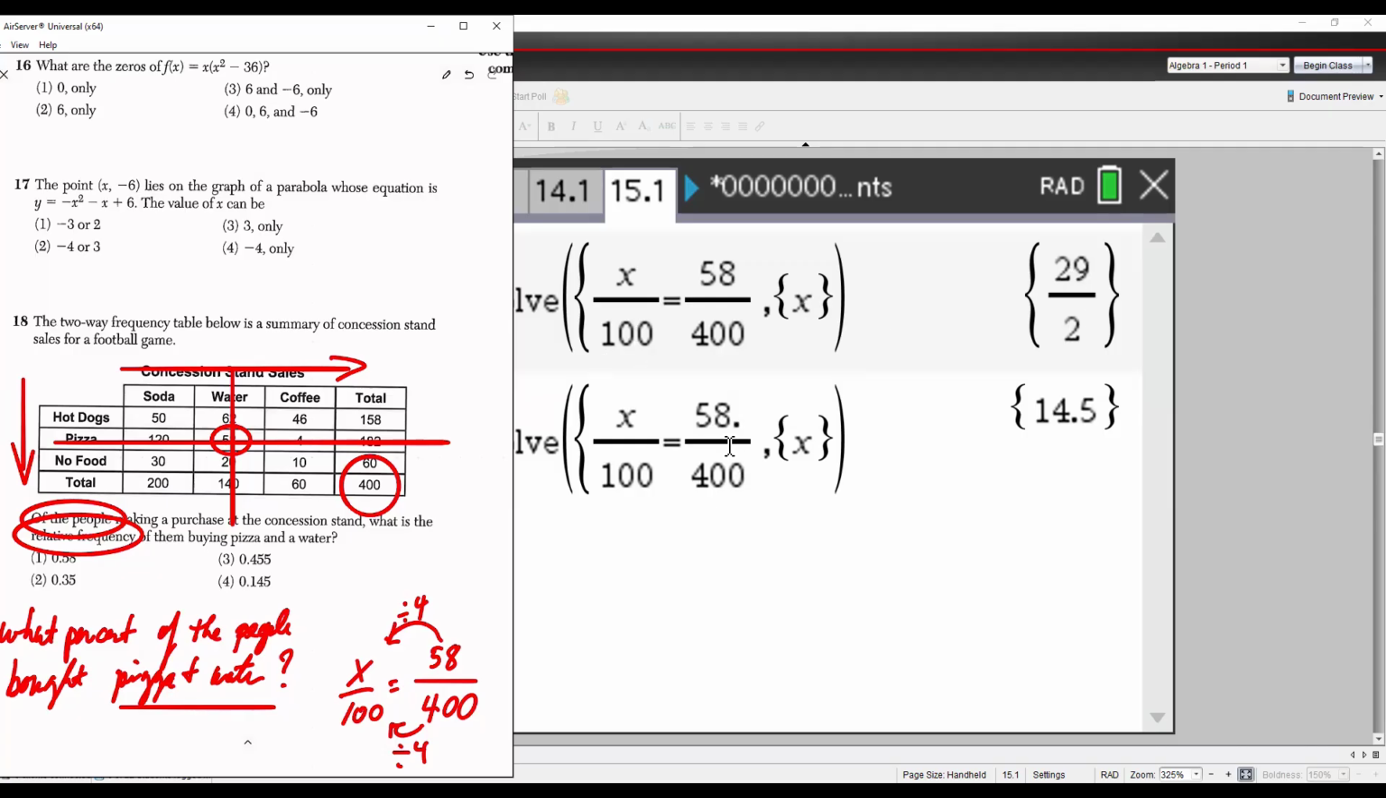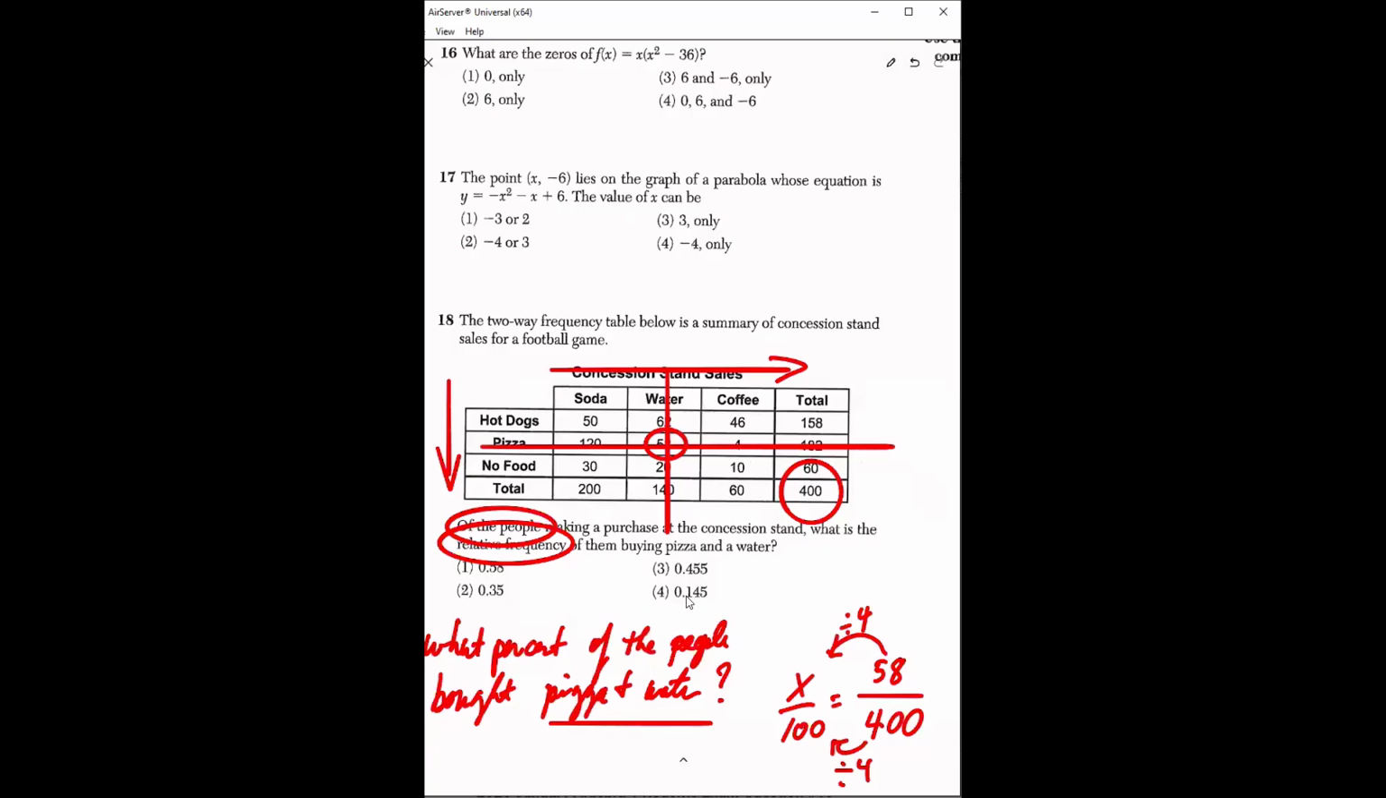If you want a decimal, remember, if you get fractions and you want decimals, then you got to put a decimal in your tool. So I went back, copied it, and I put in a decimal after the 58, and then it told me it was 14.5%. So 14.5% of the people bought pizza and water. Now, relative frequency, it's basically the same thing. So when I look at my answer choices, it's going to be 0.145. If I converted that into a percent, it would be 14.5%.